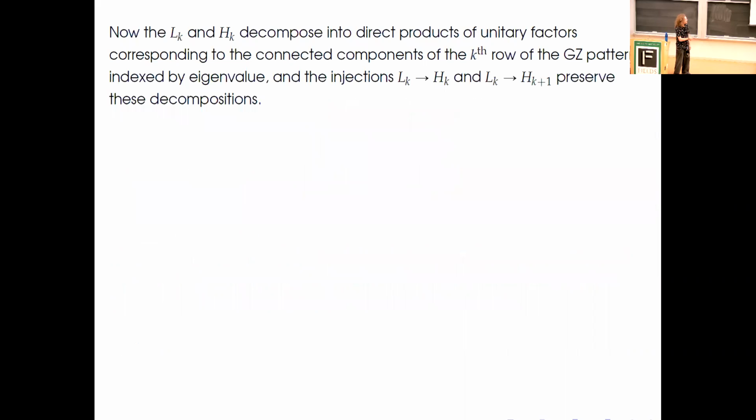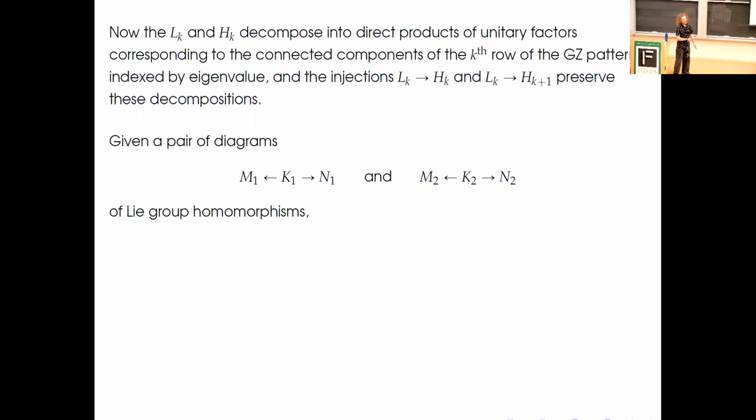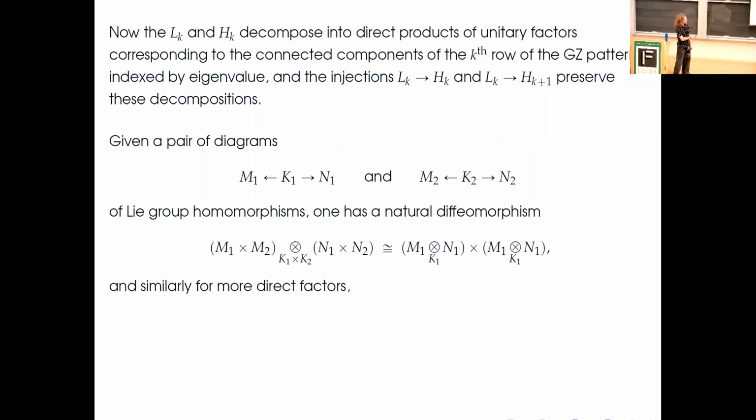And a really good thing about this is that these inclusions of L_K and H_K, and L_K and H_{K+1}, preserve the block diagonal decomposition, which we said was indexed by the individual eigenvalues in the rows. So, an algebraic fact, given a pair of diagrams, just unpacking the definition: if you have no interactions between the factors, then the balanced product of direct products breaks apart into a direct product of balanced products. This is just an exercise with the definitions, and it works with more of them.